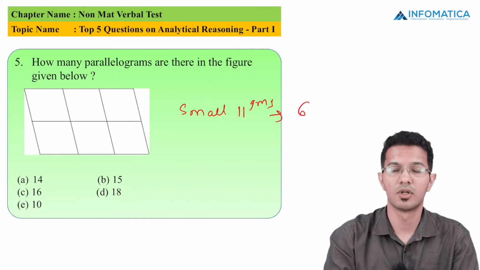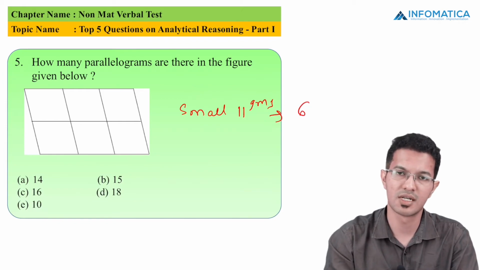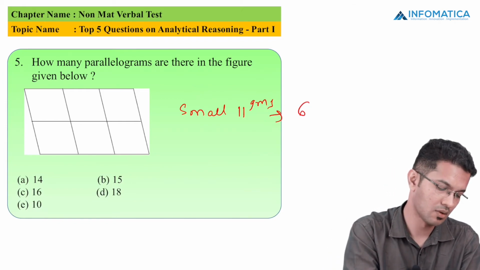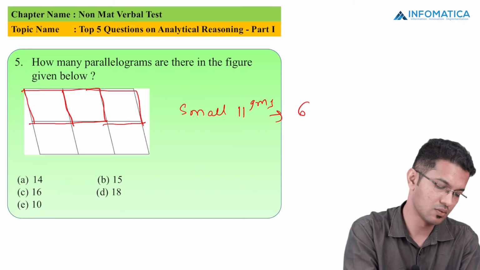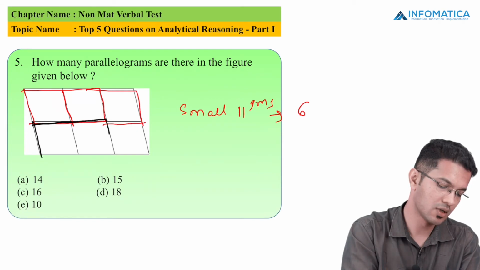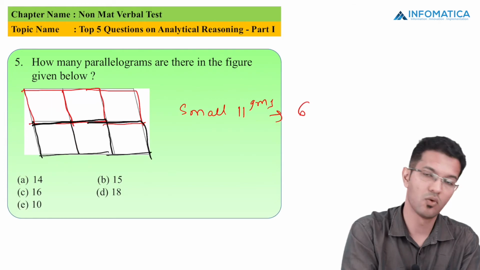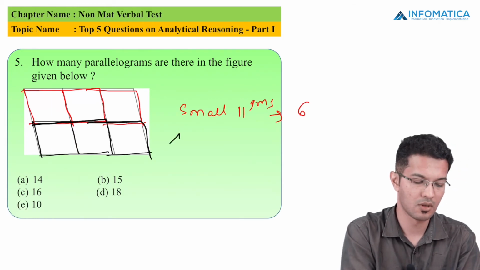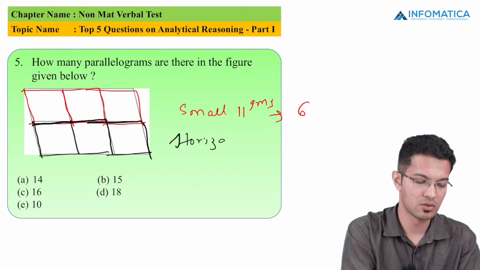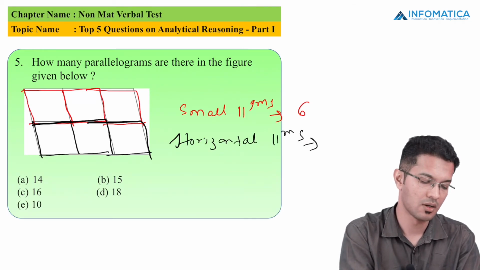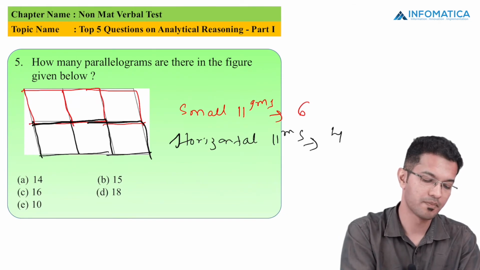Next, we'll go for the horizontal ones and the vertical ones as well. So this is 1, this is 2. Similarly, we go for the others. This is 3 and this is 4. So this is nothing but your horizontal parallelograms. And we had 4 of them.